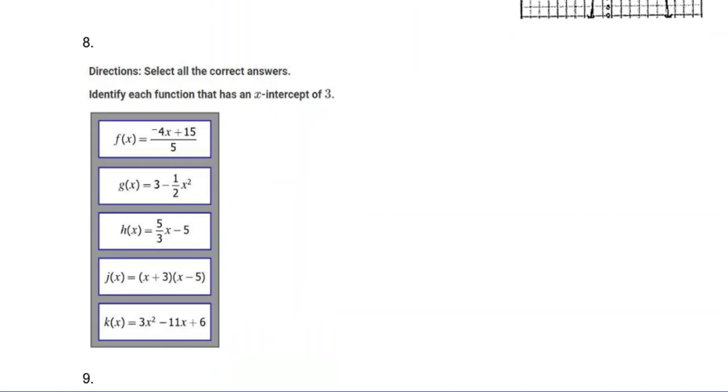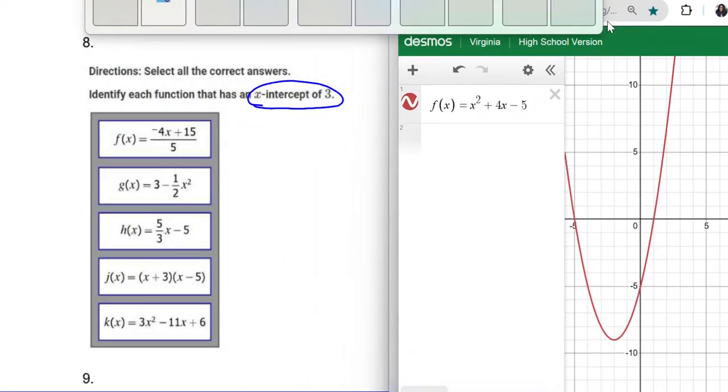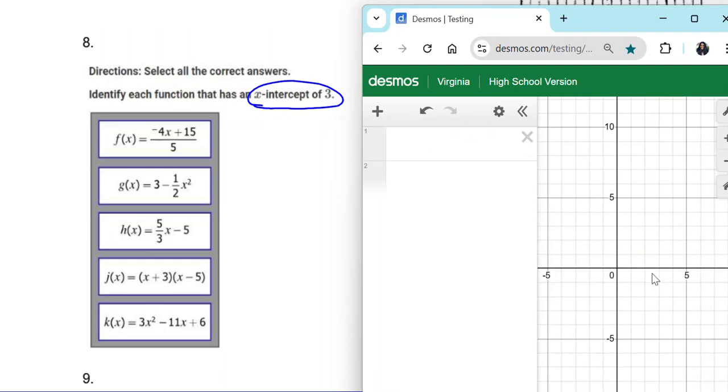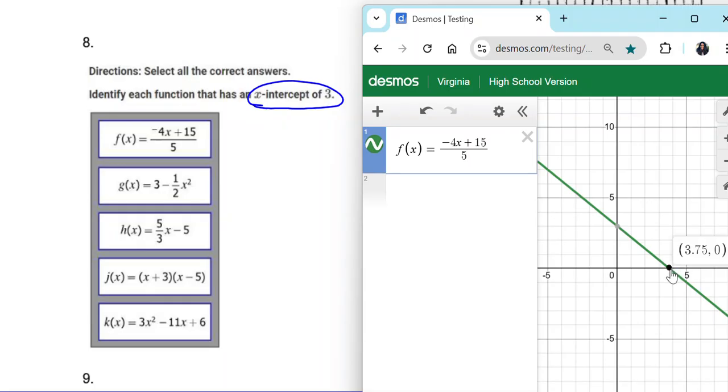Number 8 says identify each function that has an x-intercept at 3. We're looking for an x-intercept at 3. It doesn't matter what happens anywhere else as long as the function goes through here. Since this is a multiple select, meaning there's more than one answer, we're going to have to try all of them and see. Does this one have an x-intercept of 3? No, it's 3.7. So the first one doesn't work.